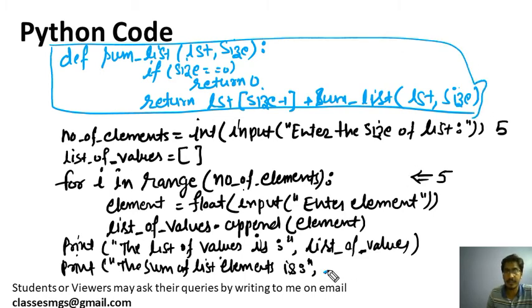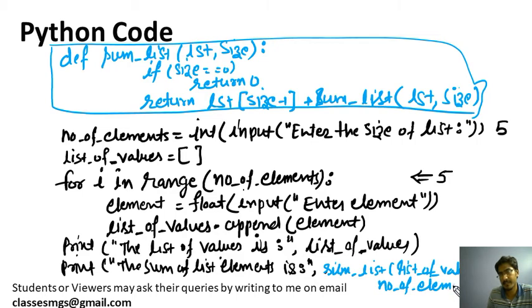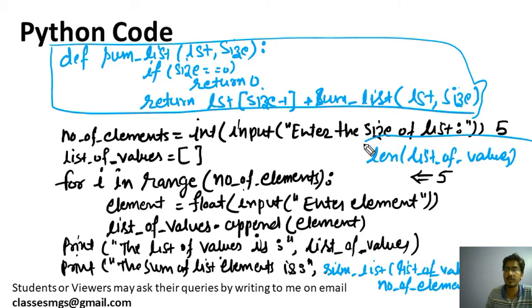So we are passing sum underscore list, and here we are passing list of values, the original list of values, comma, here we will find the size. Size is the number of elements. You can also find the size using the len function, len and then list of values. You can use it if you want. We didn't use it because we already know, we have taken it from the user, so it will be fixed. That's why I didn't write this. Okay, so this is how this function will work.